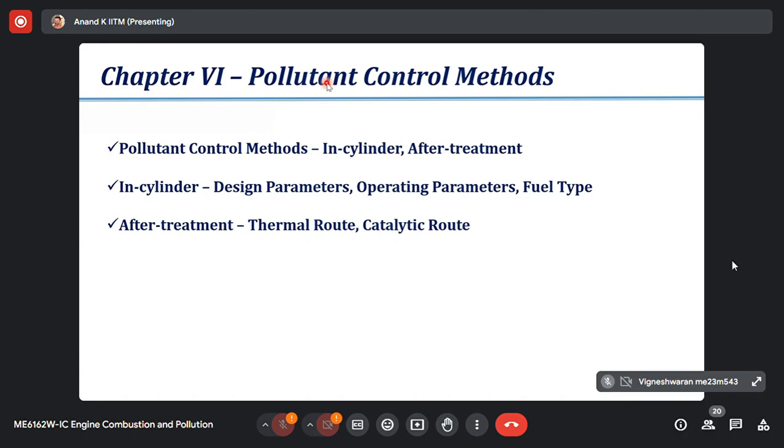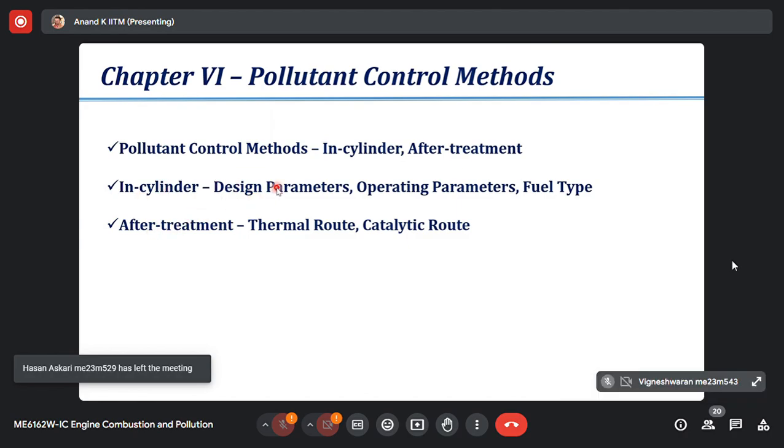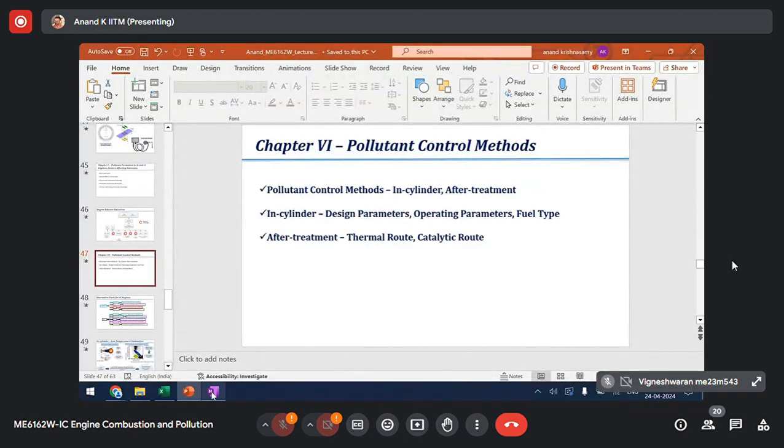So it is very important to understand what all the available methods are to control or reduce the pollutant concentration. Broadly, they are of two categories. One is in-cylinder, the other one is after-treatment. In the in-cylinder method, we reduce pollutants inside the cylinder. In after-treatment, we reduce pollutants in the tailpipe before the exhaust gas is discharged into the atmosphere. So this chapter deals with the available in-cylinder methods and after-treatment control methods. I started this discussion in the last class, and I will continue that.